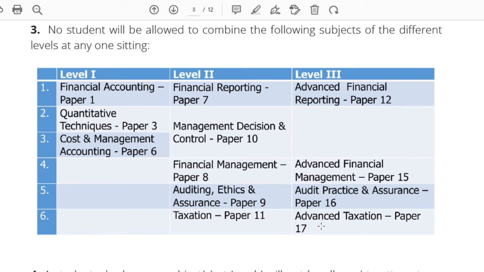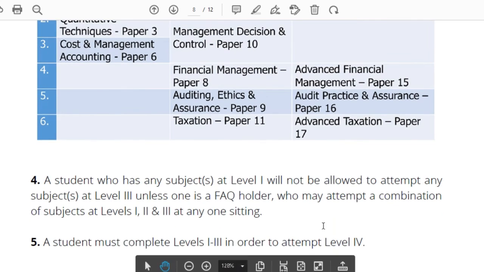You'll find that the examination timetable has actually been designed in such a way that these papers are scheduled at the same time. You find that maybe taxation is happening at 2 p.m., advanced taxation is happening at exactly the same time. So you should plan very, very well. And of course, as you progress in the course, you'll be able to know which papers you can do at the same time.